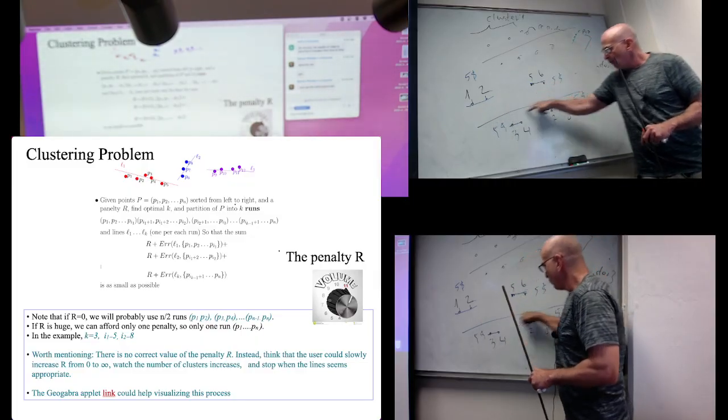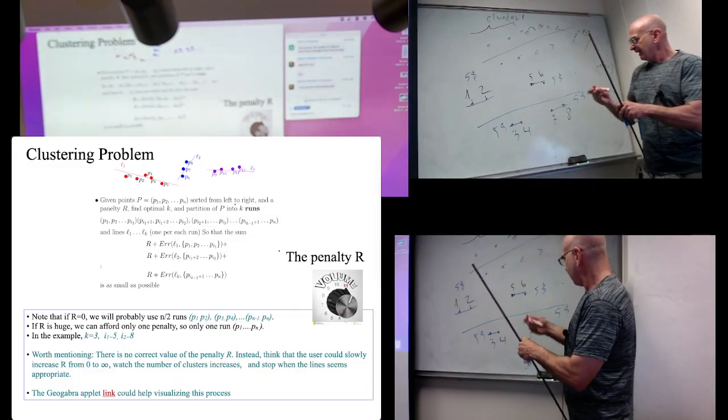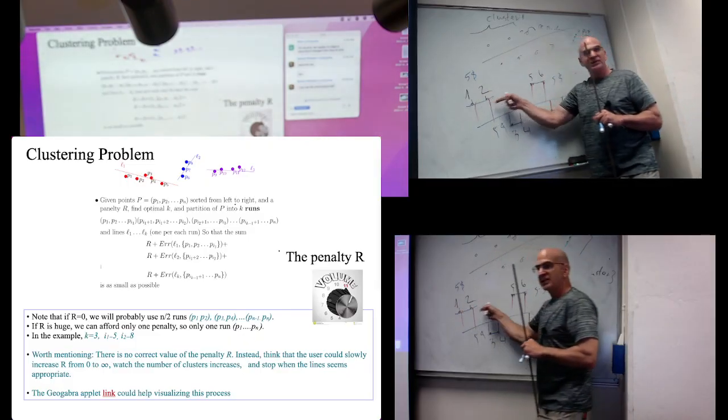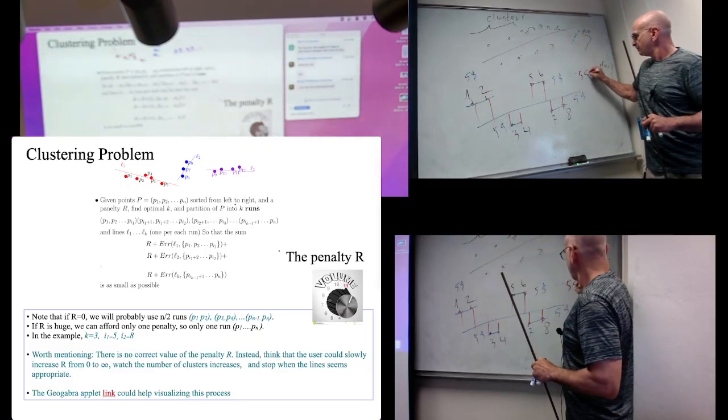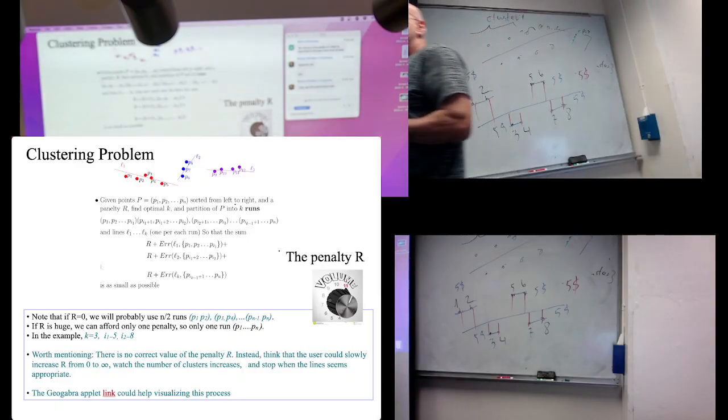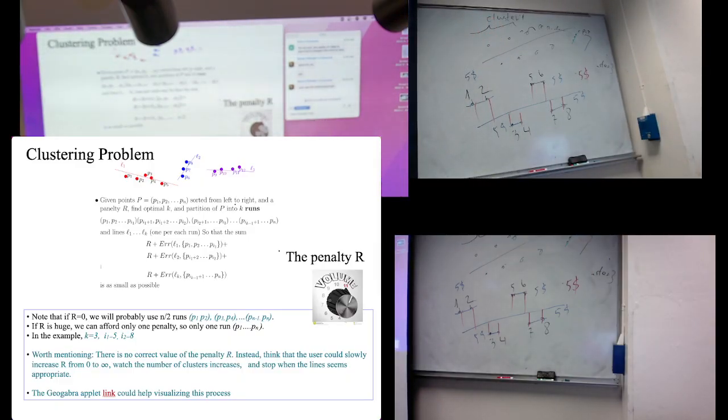What happens if I find only one line? Then my error will be much larger, because now my error is something like the squares of all these red lines, but I only need to pay a penalty for one cluster. Make sense? And then I'll tell the user that what you are paying in general is some penalty per each cluster. We'll call this penalty R. One penalty per each cluster that you use, plus the error that you're getting between the best line that fits this cluster.